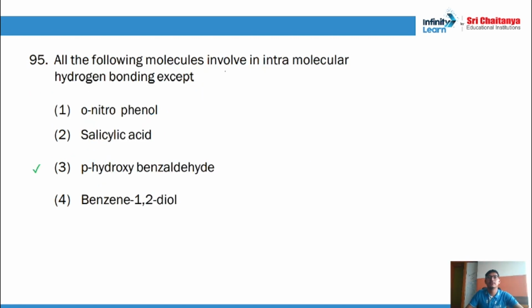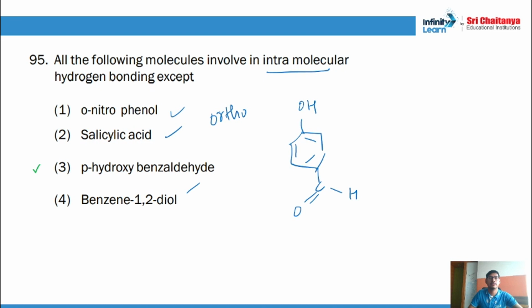All of the following molecules are involved in intramolecular hydrogen bonding except para-hydroxybenzaldehyde, because the distance between the two substituents is very large. Hydrogen bonding cannot occur. So para-hydroxy, so one is OH and the other is this aldehyde. So the distance is large. There will be intermolecular hydrogen bonding, right? In all these cases, the groups are ortho to each other, so they are near. They can engage in hydrogen bonding. So this is the correct answer.